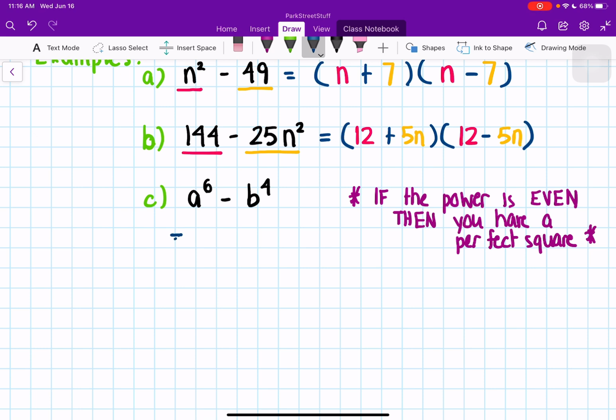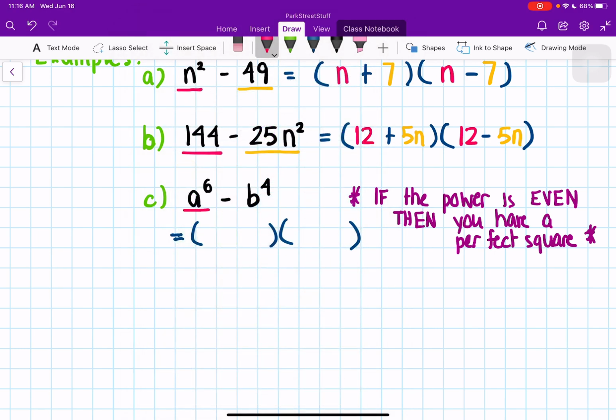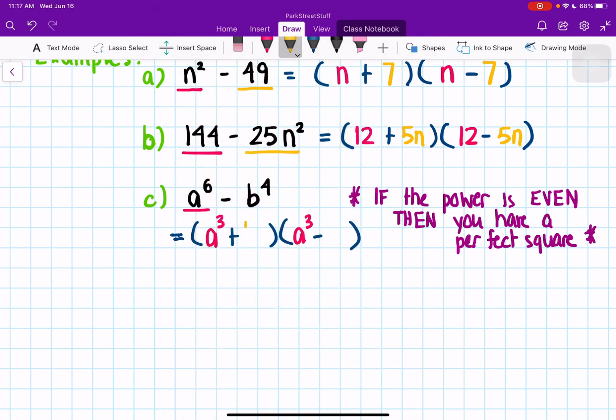So here, we're going to get our 2 brackets, and then the first term is a to the power 6. So the square root, remember square root divides the powers. This becomes a to the power 3. And then I will have plus minus, and then I will have b to the power 2.